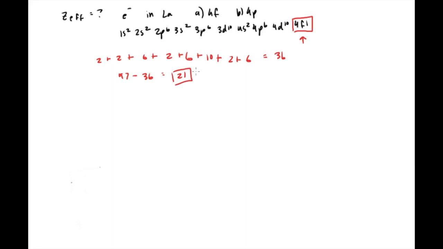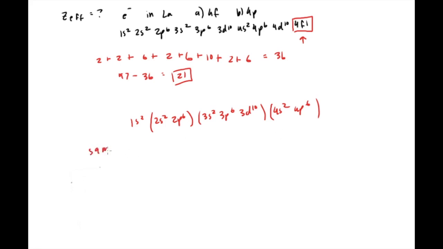And now for part B, we're looking at the shielding effects of everything that is below and in 4p6. And so in this case, we can actually ignore everything to the right. And so we'll be working with 1s2, 2s2, 2p6, 3s2, 3p6, 3d10, and 4s2, and 4p6. And so now we're figuring out the contribution of each electron in each of these atomic orbitals.